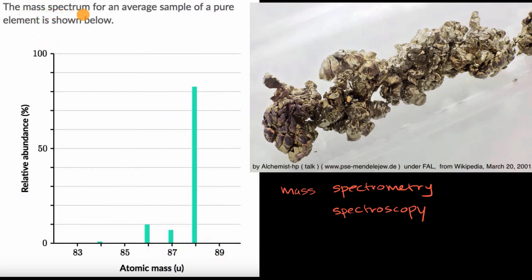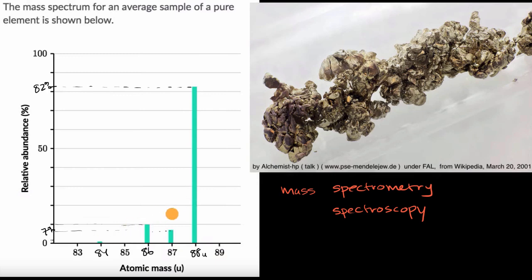They tell us the mass spectrum for an average sample of a pure element is shown below. So let's say it's this pure element. What this is telling us is, let's call this 82% of our sample has an atomic mass of 88 universal atomic mass units. About 7% of our sample has an atomic mass of 87 universal atomic mass units. It looks like 10% has an atomic mass of 86 universal atomic mass units. And about 1% of our sample has an atomic mass of 84 universal atomic mass units.